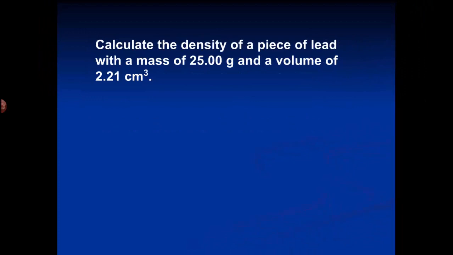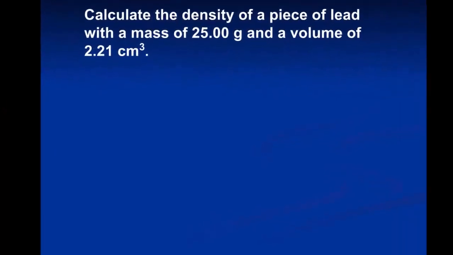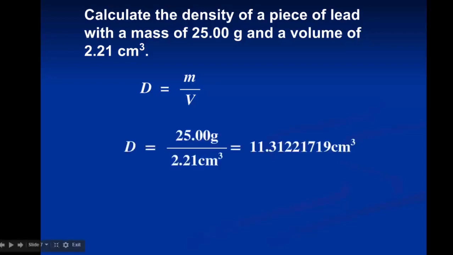What about multiplication and division? Here's one, density. We already know how to calculate density. It's mass over volume. So we're going to calculate the density of a piece of lead. The mass of the lead is 25.00 grams. That was measured on a centigram balance. And the volume is 2.21 cubic centimeters. So how do we calculate density? Density is mass divided by volume. So density is 25.00 grams divided by 2.21 cubic centimeters. And if we plug that into our calculator, it spits out 11.31221719.